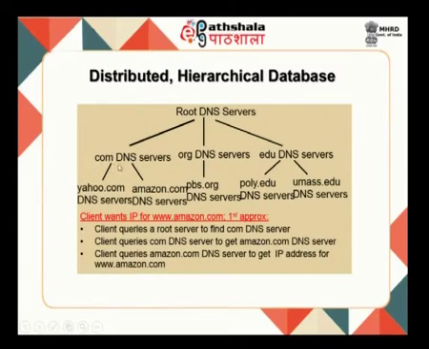From the root it tries to identify the com DNS server, and then the client queries the com DNS server to get the amazon.com DNS server. So, it goes to the next level and then it queries amazon.com to get the IP address for the domain name.